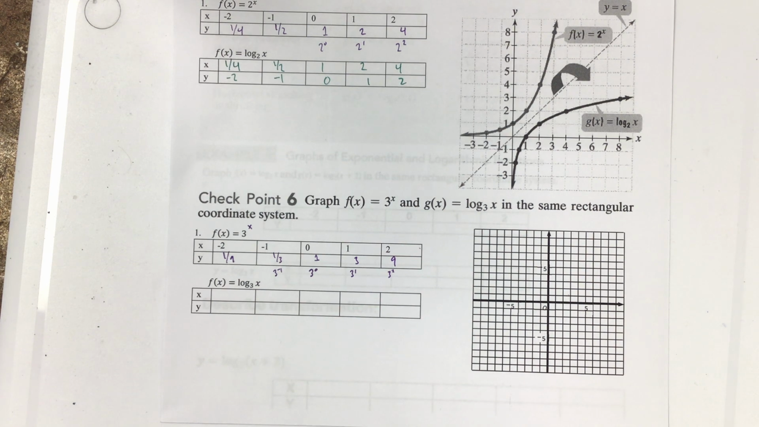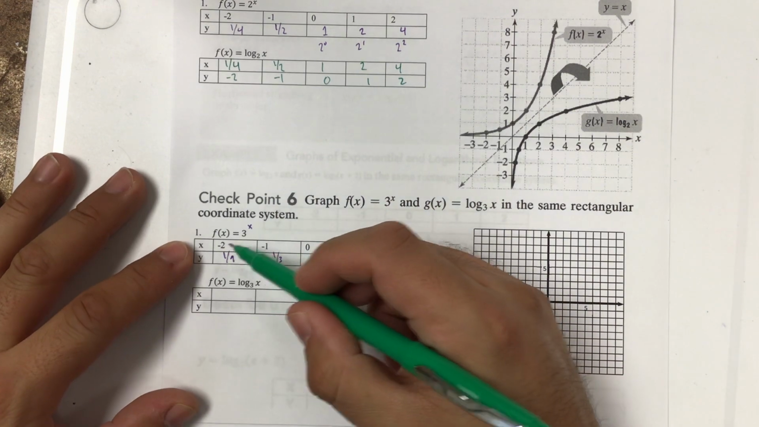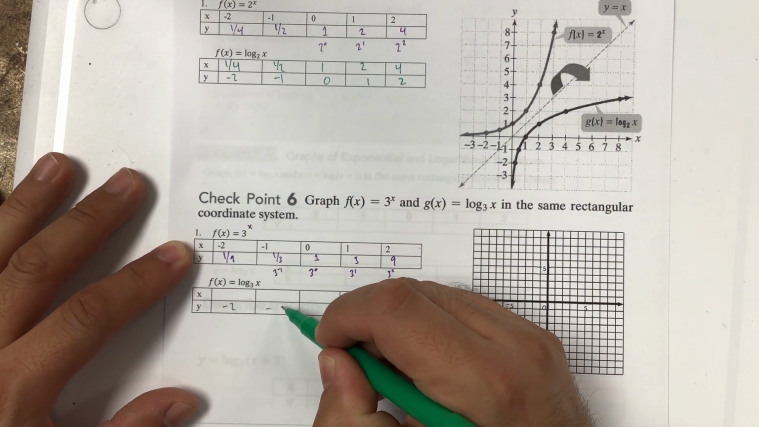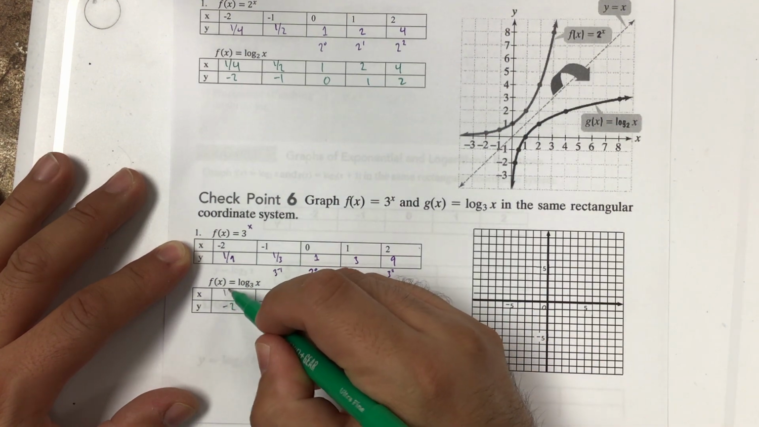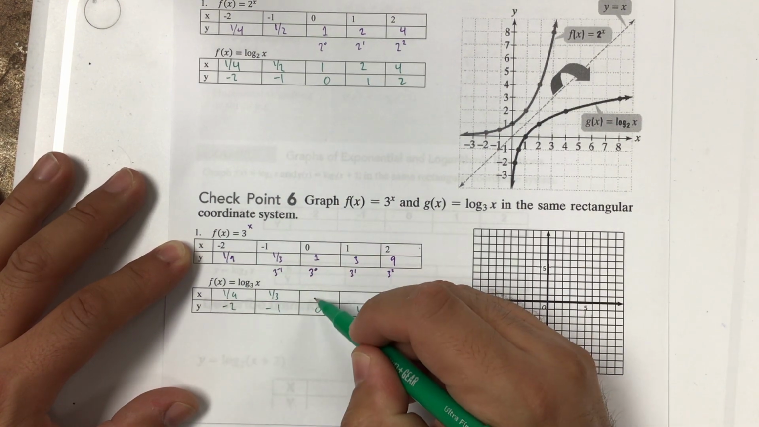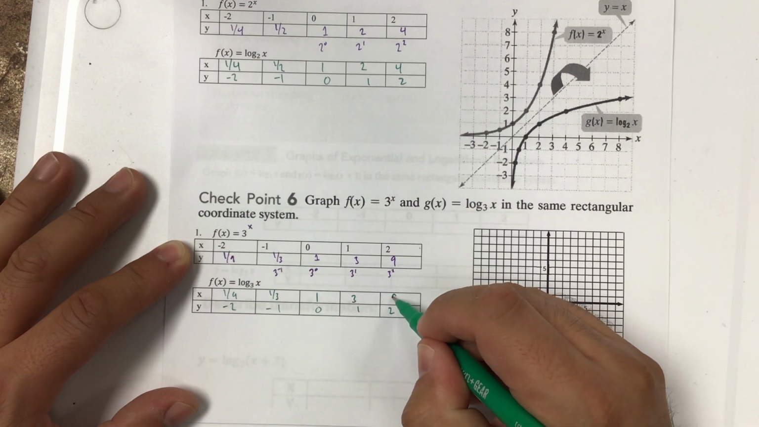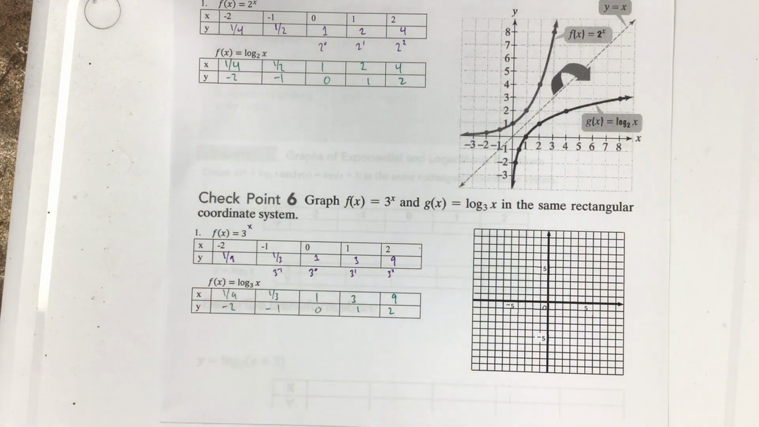Now that we have this, how do I find the table for the log function? Who can tell me? What do I do? Switch the x and y, there you go. So my x values, -2, -1, 0, 1, and 2, those become my y values. And the 1/9, 1/3, those become my x values. All right, and there's our table. Now, in terms of this, we're going to graph it, but I believe for the most part, when we do quizzes and tests, we only have you make the tables because making the graph does take extra time.